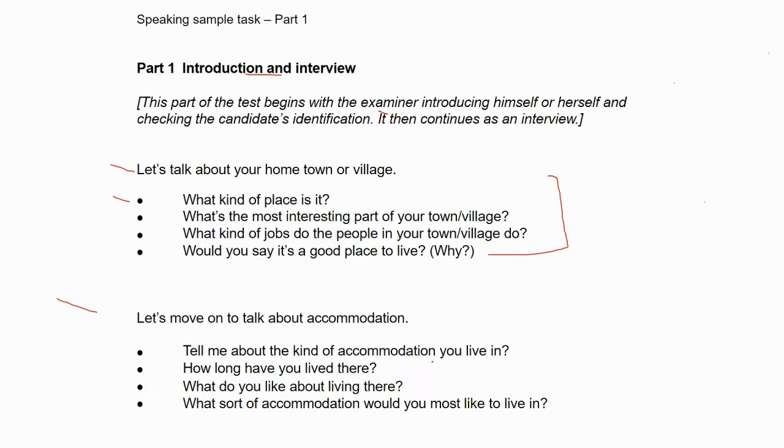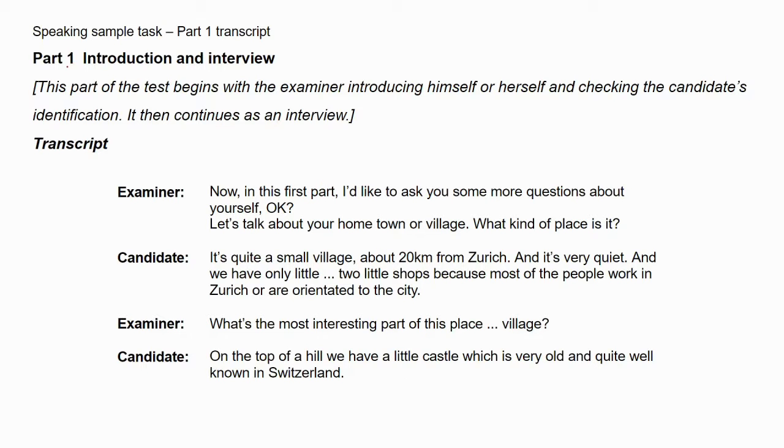Then, once this is over, the other thing will be, let's move on to talk about accommodation. Tell me about the kind of accommodation you live in, how long you have lived there, what you like about living there, and what sort of accommodation you would most like to live in. So this is part one, and as I indicated, some identification is seen by the examiner.